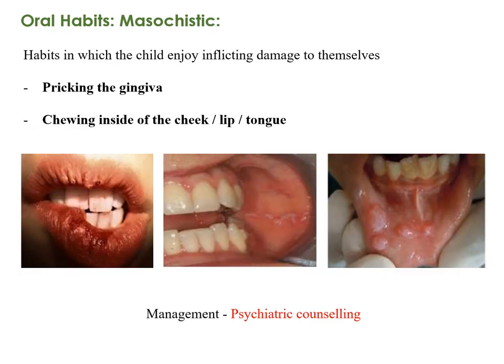And the final one is masochistic habits. These are habits in which the child enjoys inflicting damage to themselves. They might be pricking the gingiva, or they might start chewing the inside of the cheek, that is the mucosal layer of the lip, or else they might even cause ulcerations on their tongue, lip, or cheek. Okay, so as you can see in the images, there can be wide-ranging ulcerations of the oral mucosa.